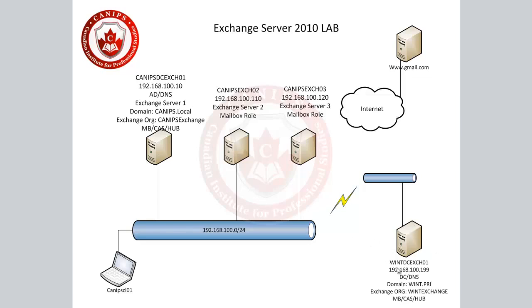So this is a completely second Exchange. Here the Exchange organization name is Vint Exchange and the domain name is VintPRI, whereas here this is Kenneth.local and Kenneth's Exchange. So these are 2 totally different organizations, different forests, different everything. Now the only thing that I'm doing is keeping this server on the same subnet. So this is 100.99, this is 100.120, so this is the 100 subnet.